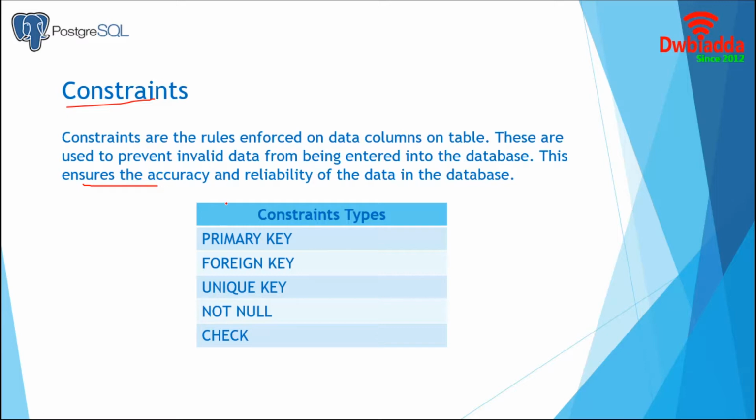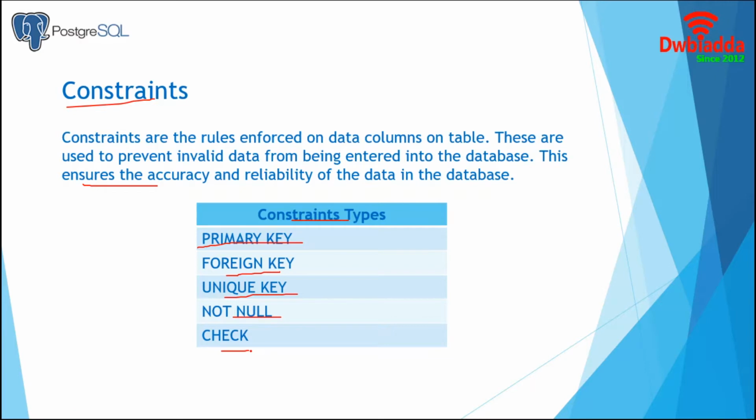In PostgreSQL, we basically use the following types of constraints. First one is primary key, which uniquely identifies each row in a table. Next one is foreign key, which constrains data based on columns in other tables. Unique constraint ensures that all values in a column are different. Not null constraint ensures that a column cannot have null value. And finally, the check constraint ensures that all values in a column satisfy certain conditions.